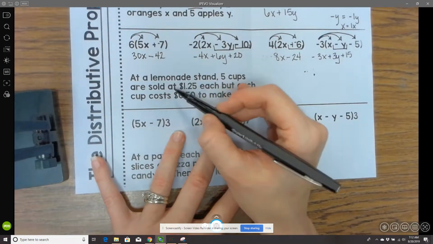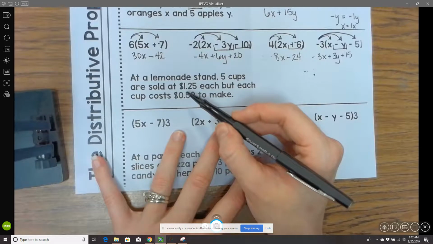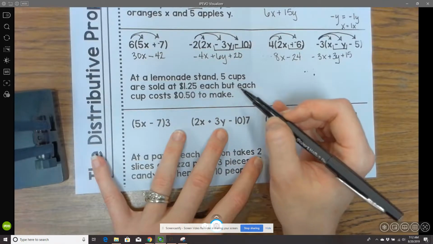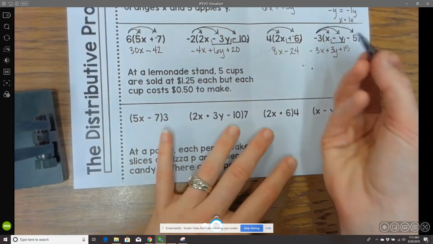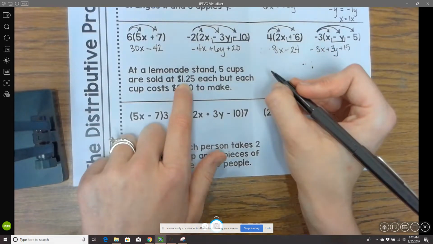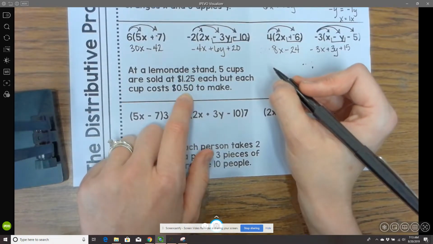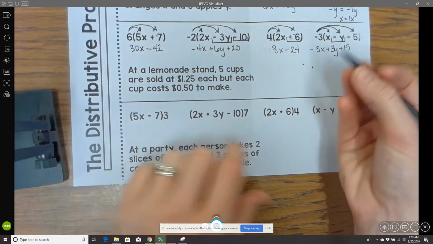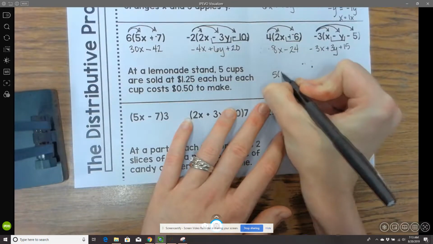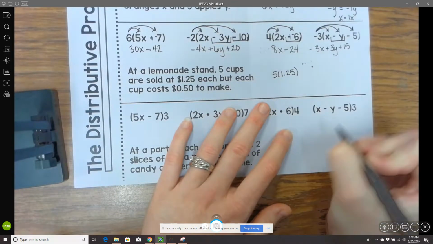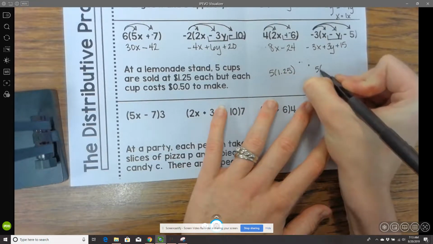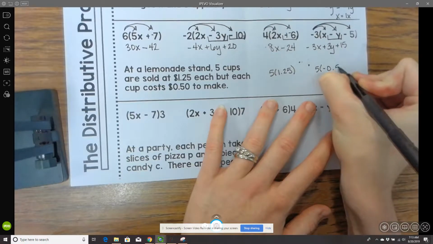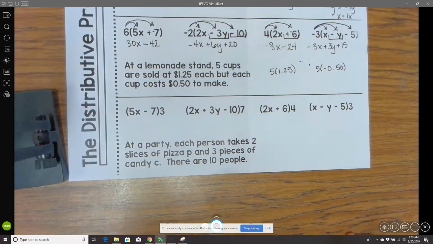So here's a word problem. At a lemonade stand, 5 cups are sold at $1.25 each, but each cup costs 50 cents to make. So if we're selling cups, if we're making money, that's a positive. If we're losing money or spending money, that's a negative. So if I sell 5 cups at $1.25 each, I'm making money. But for each of those cups, I've got to spend 50 cents.